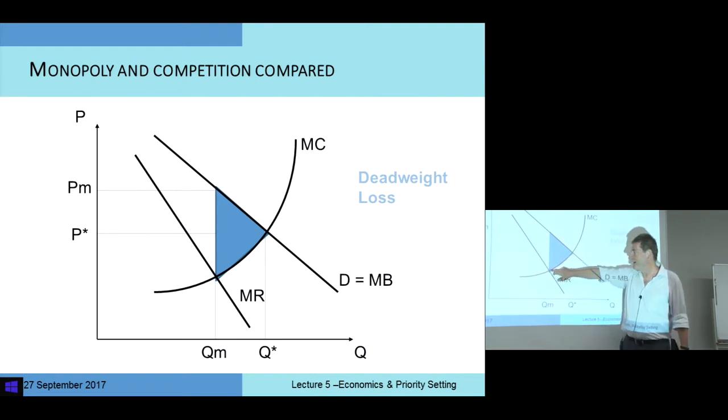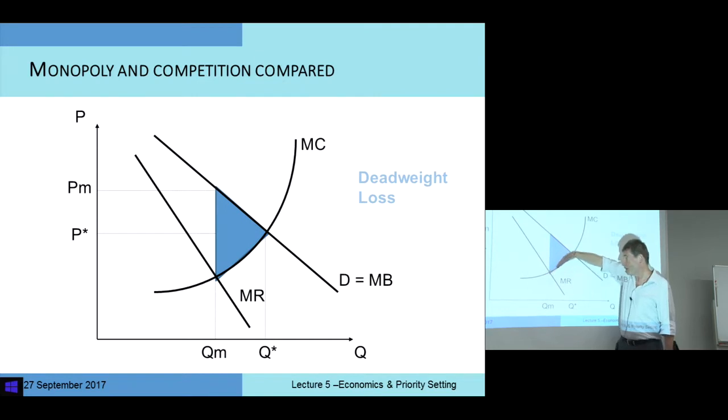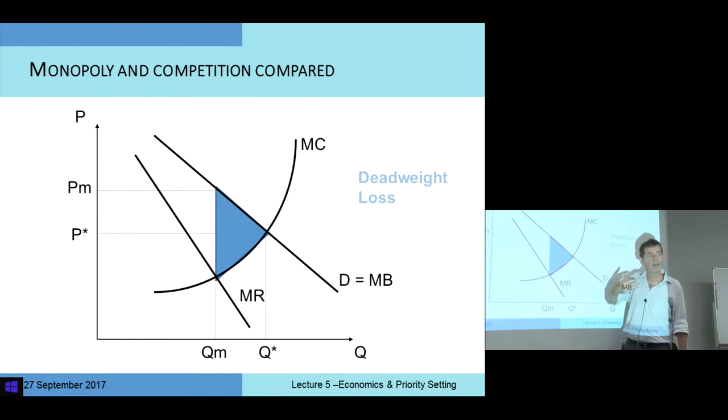Similarly, the area under the marginal cost curve, or the supply curve of the monopolist, represents the cost they have to incur to supply the good. They cover their costs. But that means there's another part above the cost curve, which is a surplus to the monopolist.